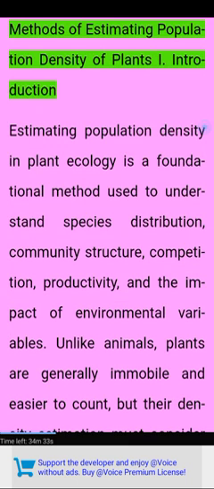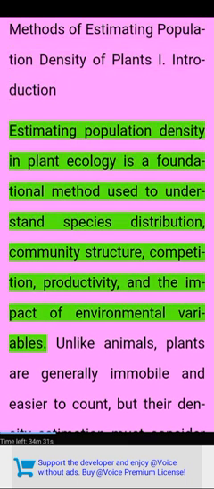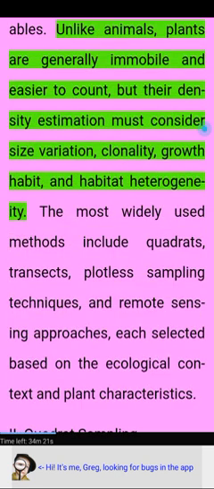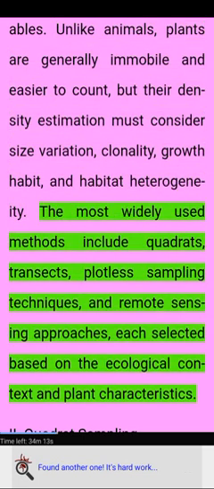Methods of estimating population density of plants. 1. Introduction. Estimating population density in plant ecology is a foundational method used to understand species distribution, community structure, competition, productivity, and the impact of environmental variables. Unlike animals, plants are generally immobile and easier to count, but their density estimation must consider size variation, clonality, growth habit, and habitat heterogeneity. The most widely used methods include quadrats, transects, plotless sampling techniques, and remote sensing approaches, each selected based on the ecological context and plant characteristics.